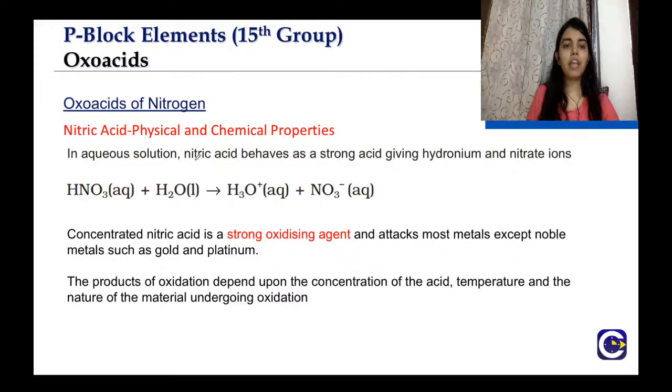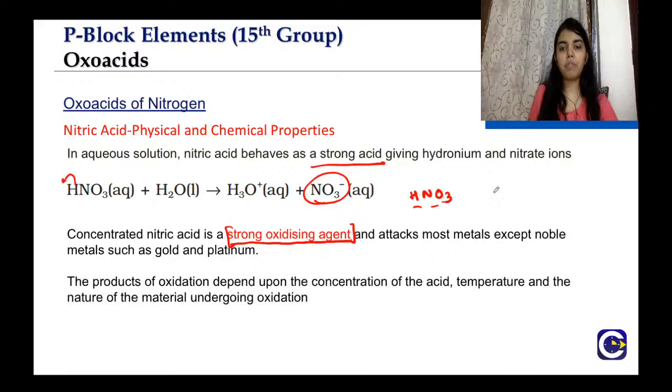In aqueous solution, nitric acid behaves as a strong acid. It donates H+, and when it does, H2O becomes the hydronium ion, H3O+, and you are left with the nitrate ion. Concentrated nitric acid is a strong oxidizing agent. Why is it acting as an oxidizing agent? If you consider the oxidation state in HNO3, it will be +1 plus X minus 6 equals 0, so X minus 5 equals 0, that is X equals +5. So the oxidation state of nitrogen in HNO3 is +5.